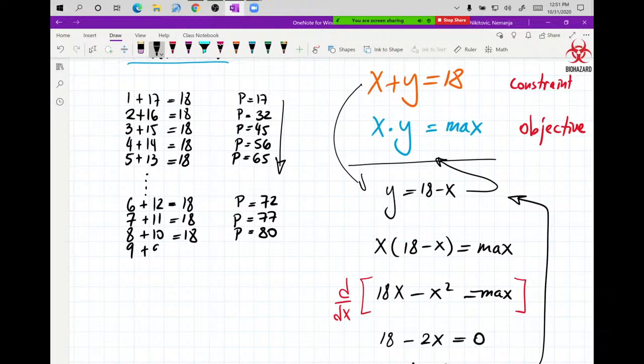And finally, 9 plus 9 is 18. The product is 81. And then 10 plus 8 is 18. And the product goes back down to 80, as I push. So now you see that I am going the other way. See, there is that max product.